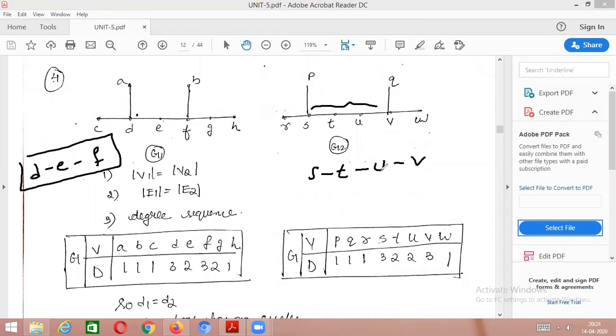What I said, isomorphism means everything has to be the same. D to E to F, the path. Then the corresponding path also has to be the same, but you are missing that. Your path has 3 vertices, but what you got here is 4 vertices. So therefore they are not isomorphic. Every property has to be the same. That is what we explained here.